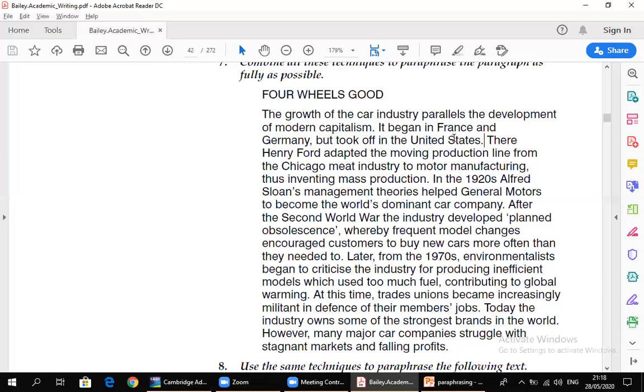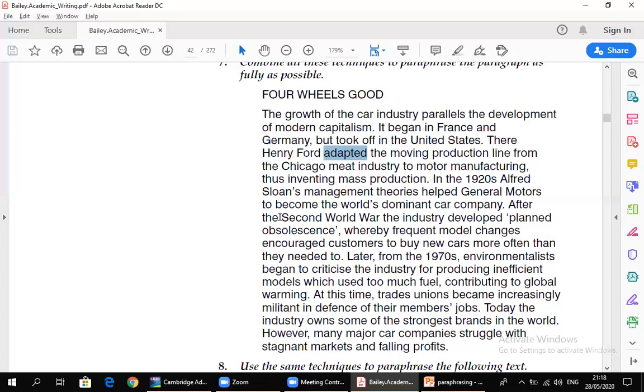Exactly, this is perfect. Okay, there, Henry Ford adapted the moving production line from the Chicago meat industry to motor manufacturing. So, what can we do here? There, Henry Ford adapted the moving production line. Okay, the verb adapted, we can definitely find a synonym for adapted. We can say alternated or changed. Yeah, we can say like he changed. Or modified. Yes, modify.